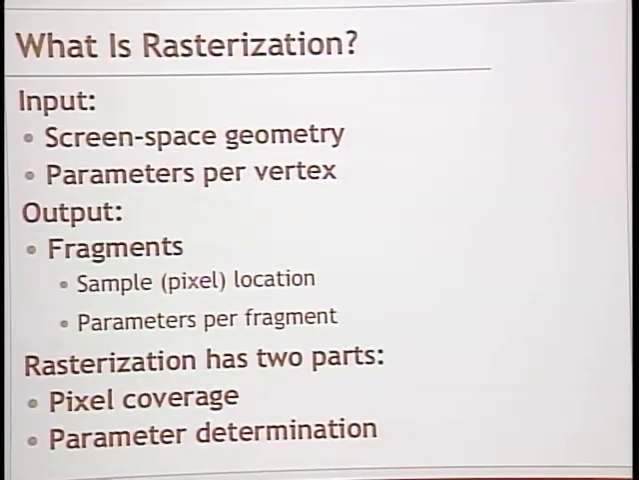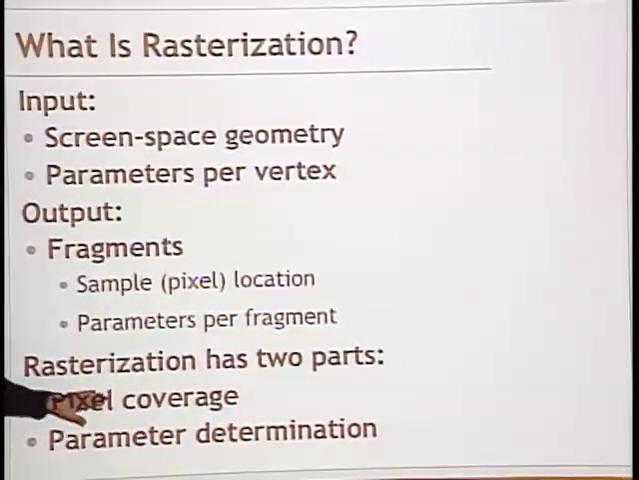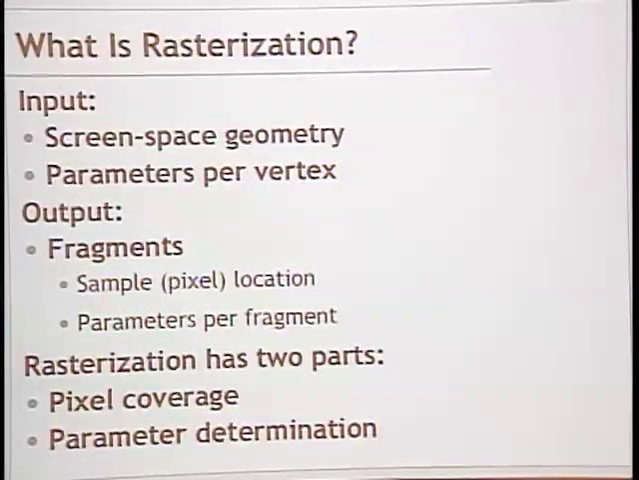Okay, that's interpolation. So there's two things we want out of these vertices, and we're dividing rasterization into these two parts, and we'll talk about them separately. The first one is which pixels get covered, and the second one is which colors we use to color those pixels that are covered. Okay, so what's a fragment? A fragment is going to have a pixel location and then parameters that have to do with whatever we happen to pass in.